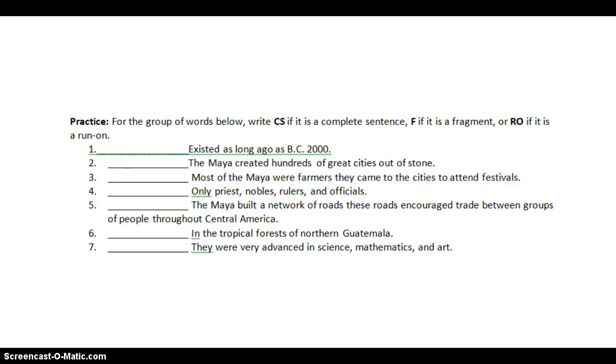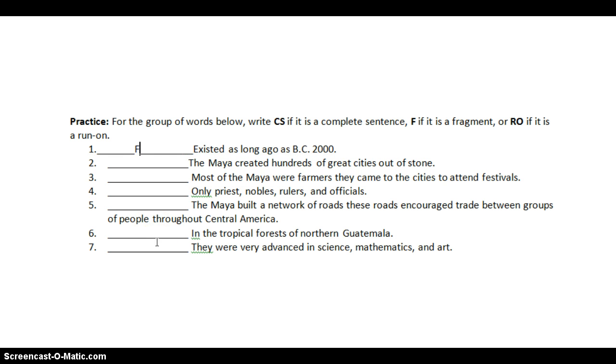Okay, so for the group of words below, we are going to write CS for complete sentence if it's a complete sentence. We are going to put F if it's a fragment, and we are going to put RO if it's a run-on. All right, so let's take a look at number 1. Existed as long ago as BC 2000. All right, so what I'm noticing right away is that what existed as long ago as BC 2000? And so there's no subject there. There's no who or what that existed. Existed is a verb. So they're on the right track, but unfortunately it's missing the subject. So I can tell right off the bat that it's going to be a fragment.